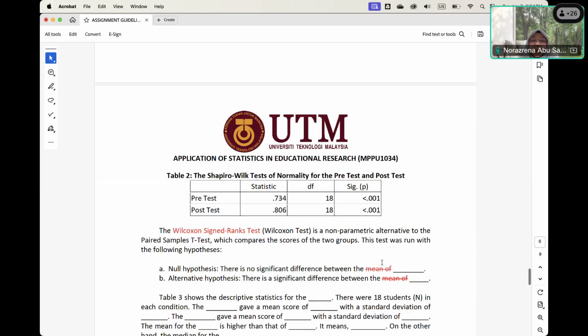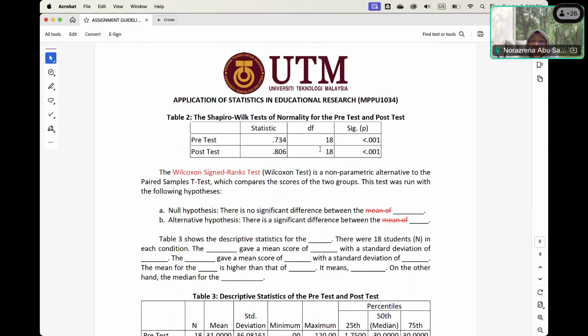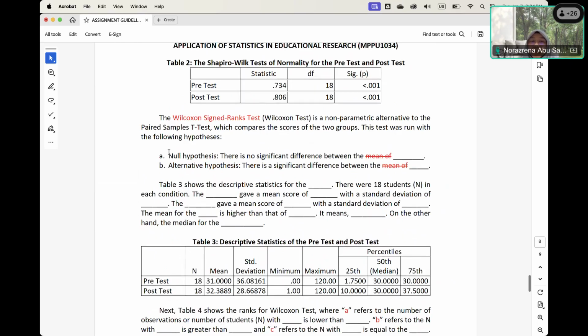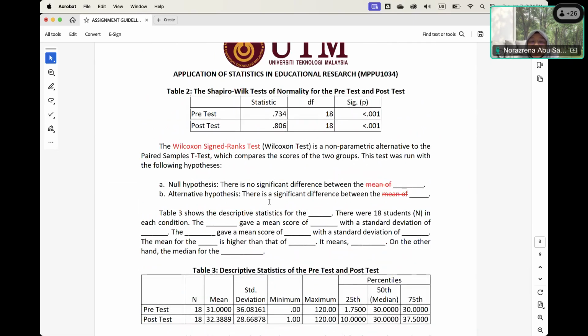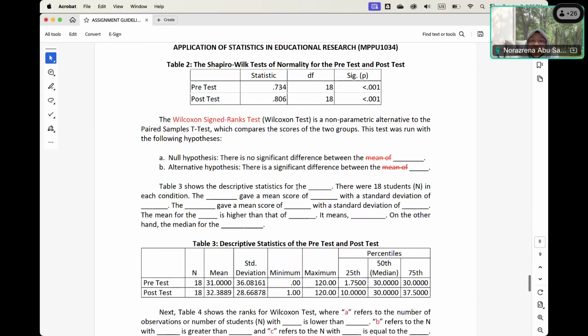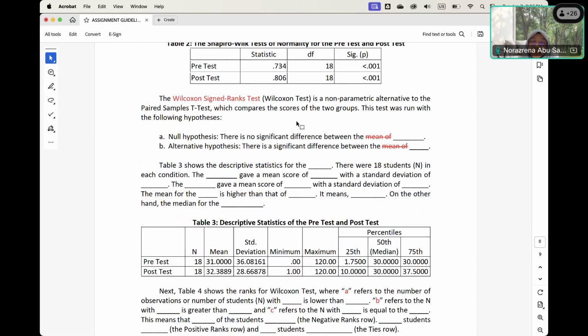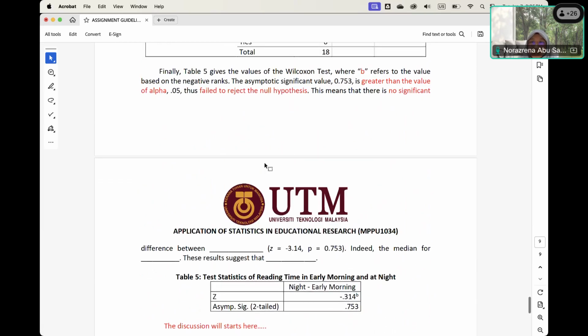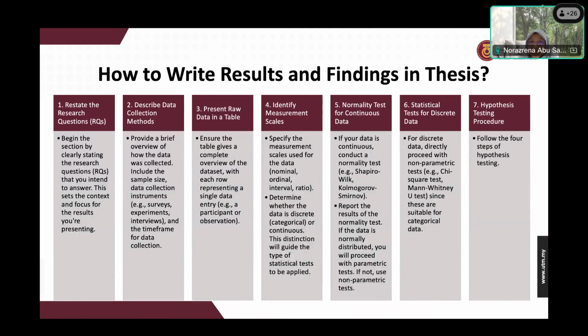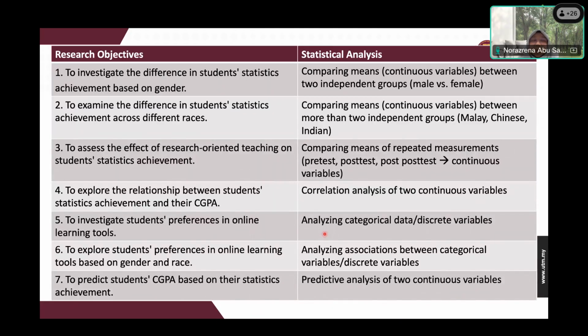Because I found out that it's not normal, I need to run the non-parametric test, and then I need another hypothesis for the test. The previous one is the hypothesis for the normality test, but this is the hypothesis for the statistical test. For the non-parametric test, this is the hypothesis, and then I got all the results and discuss. So I hope this is clear. This is just an example of the objectives and statistical analysis. This is not available in your PDF. This is just to show you.